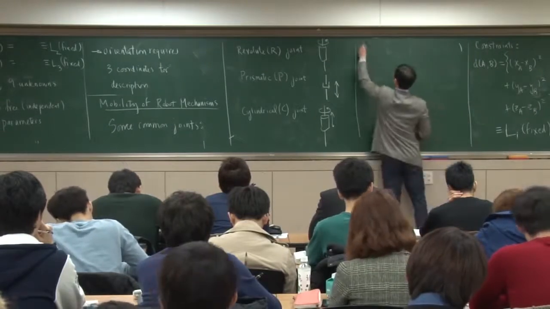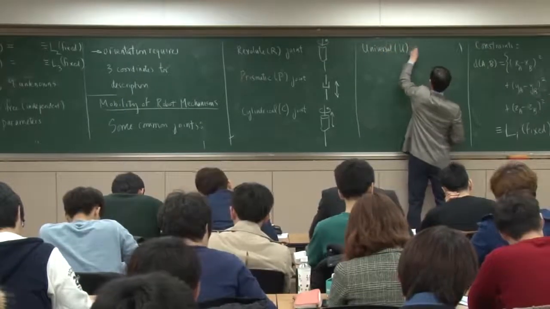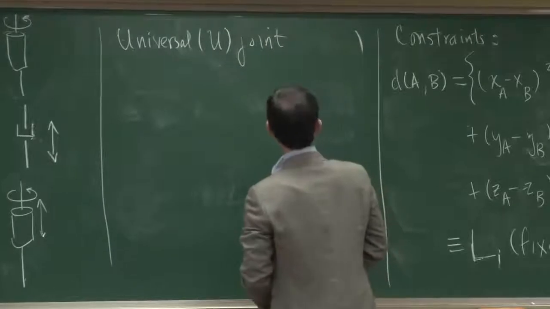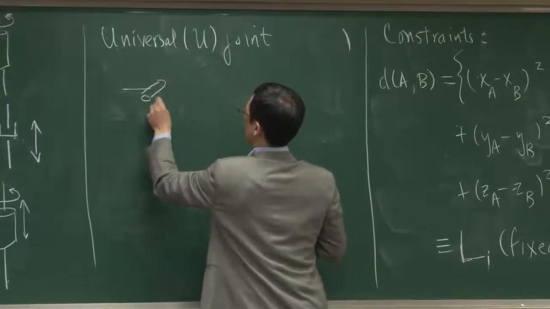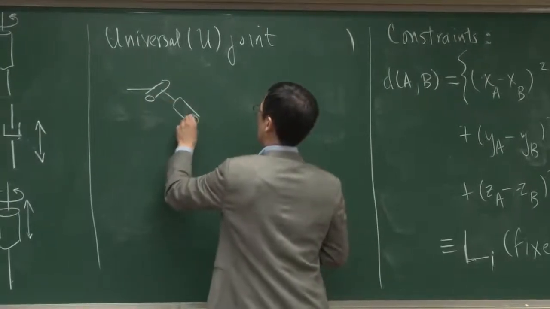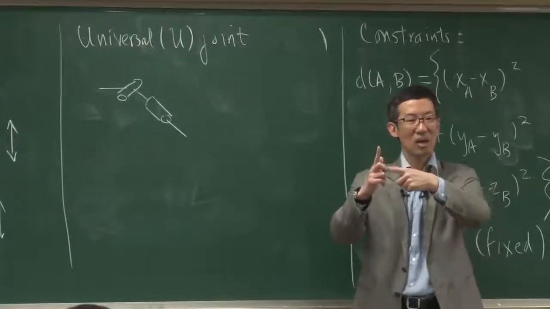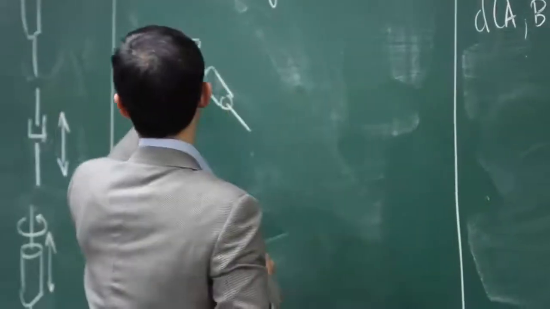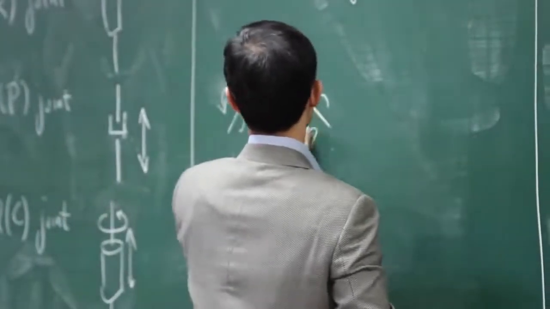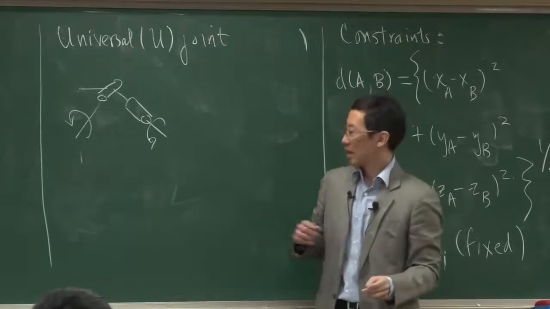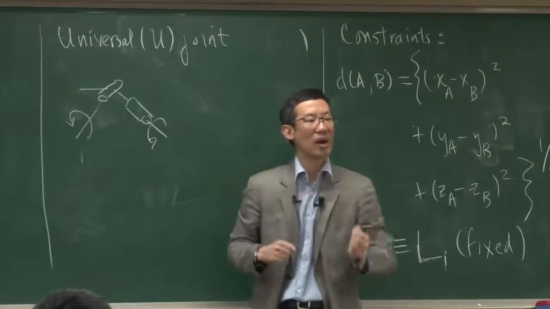Another one is the universal joint. This is just 2 R joints connected orthogonally. There's rotation that way, and there's also rotation about this joint. As the figure indicates, this is just connecting 2 R joints in an orthogonal way.